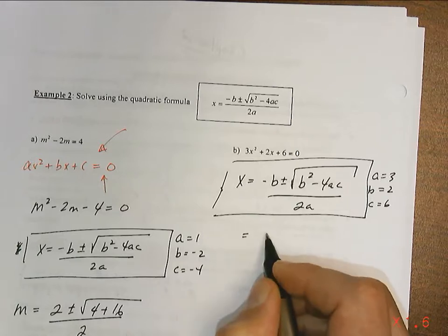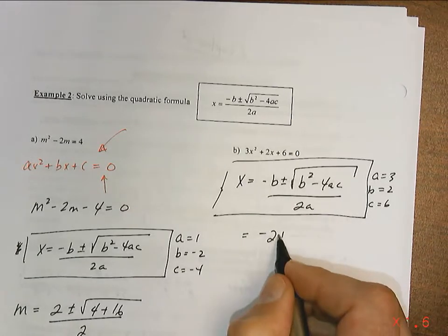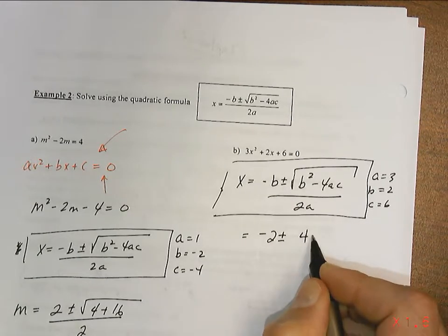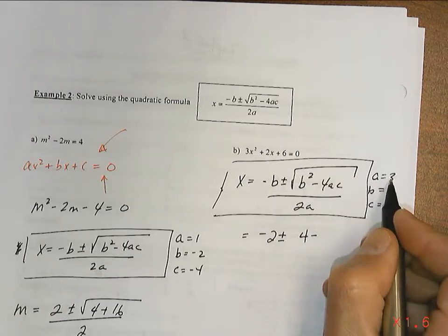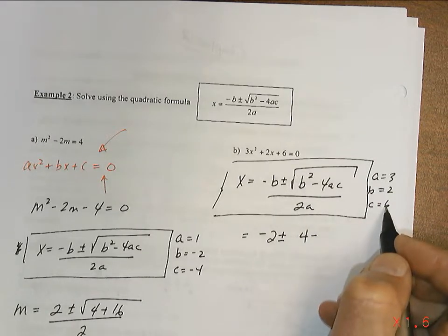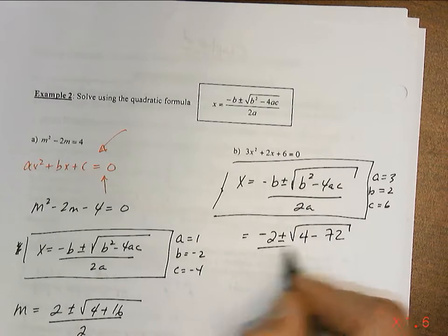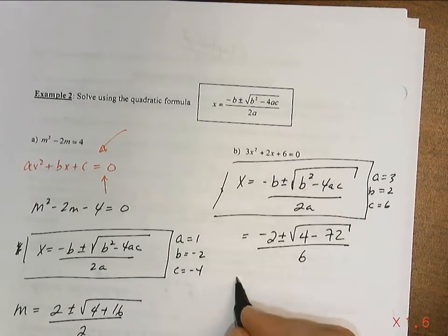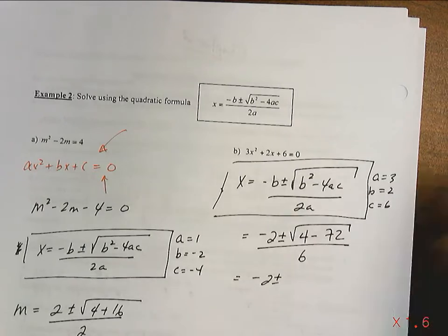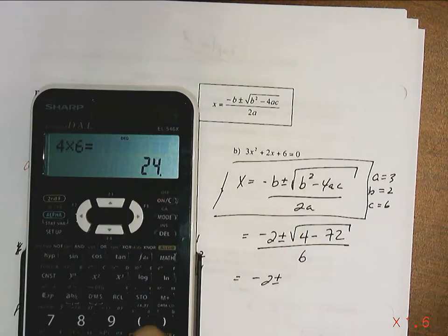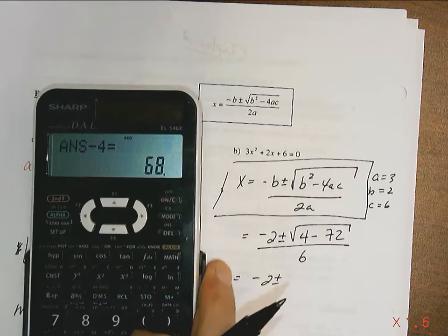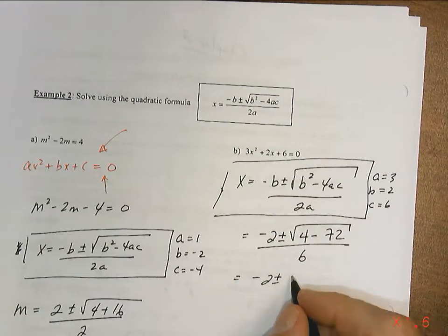So it's going to be negative 2 plus or minus square root of 4 minus 4 times 3 is 12 times 6 is 72 over top of 6. So it's negative 2 plus or minus, now 72, I better make sure. 4 times the 3 equals 12 times the 6, it is 72. Now, it's going to be negative 68.